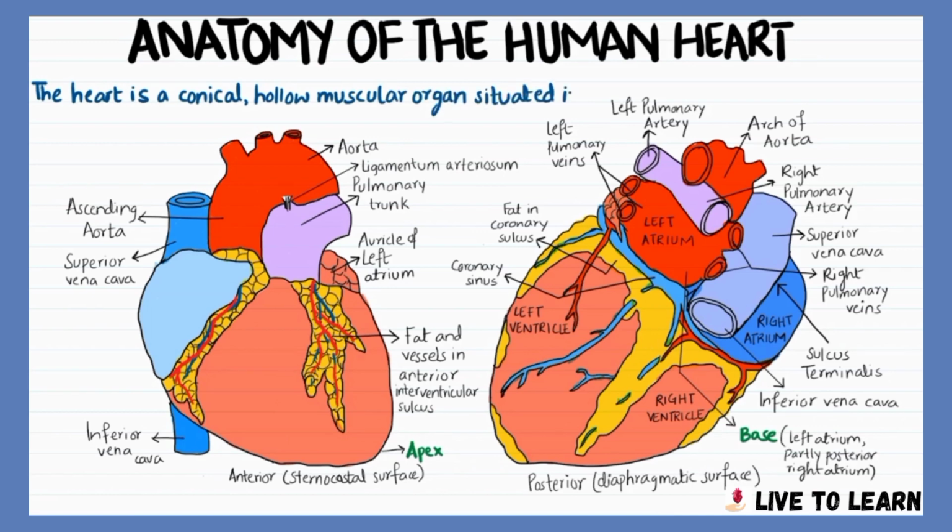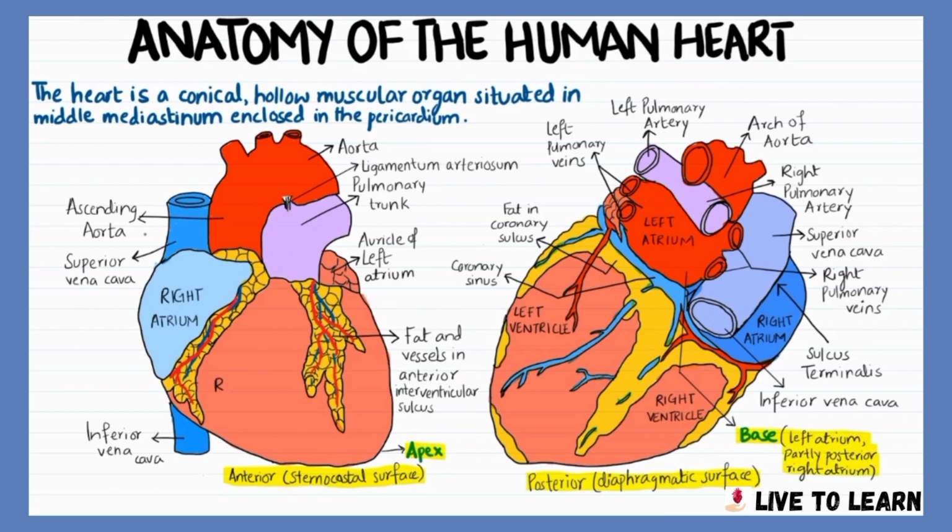The heart has three surfaces, namely the anterior or sternocostal surface, the posterior or diaphragmatic surface, and the pulmonary surface facing the lungs. The apex of the heart is a blunt, rounded extremity formed by the left ventricle, and the base is formed primarily by the left atrium and only partly by the posterior right atrium.